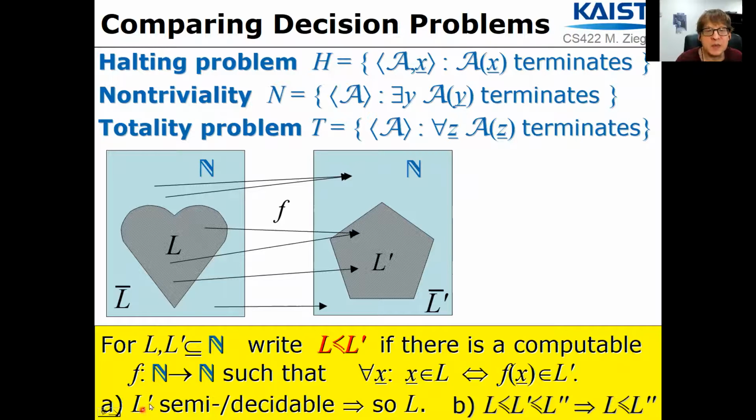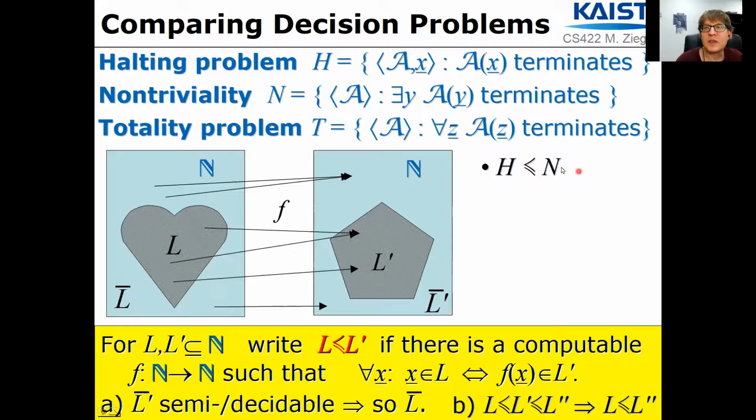What we did prove is if L prime is semi-decidable or decidable, then so is L. But the same also applies to the complement. If L prime's complement is decidable or semi-decidable, then it follows from this reduction that also L's complement is decidable or semi-decidable, and we'll use that in a minute.